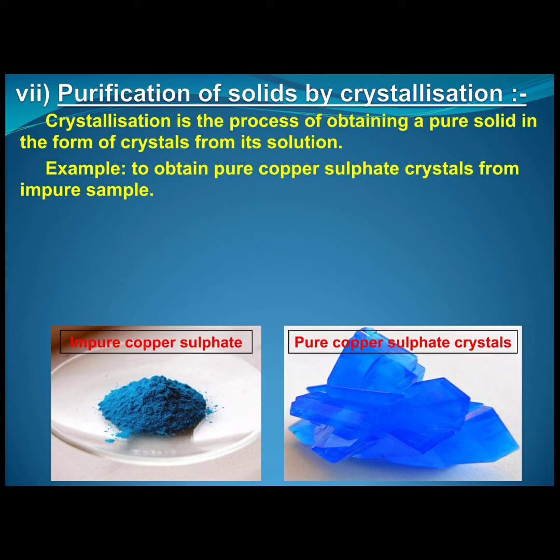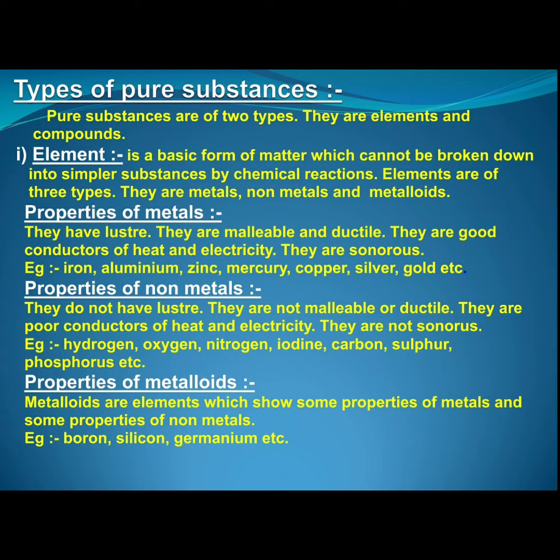And these were the different techniques which were used to separate the components of a mixture. Now let us come to different types of pure substances. Pure substances are of two types. One is element and other one is compound.